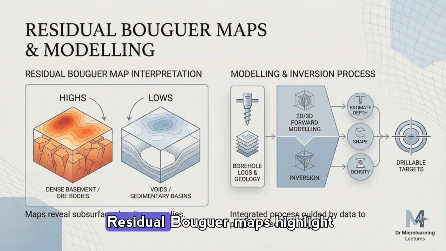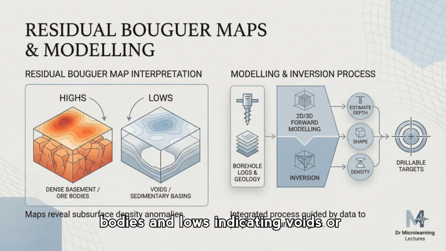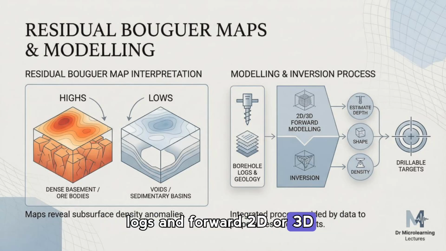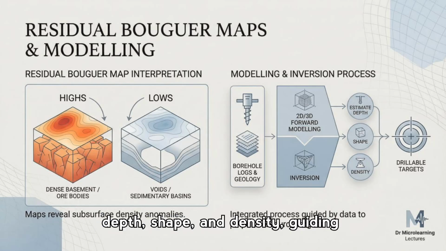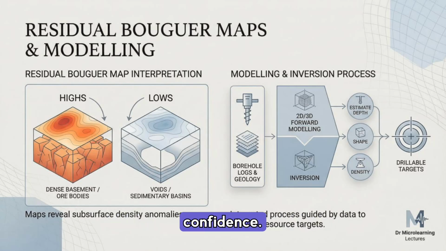interpretation. Residual Bouguer maps highlight density anomalies, with highs suggesting dense basement or ore bodies, and lows indicating voids or sedimentary basins, as the illustrations show. Integrated modeling then combines borehole logs and forward 2D or 3D modeling with inversion to estimate depth, shape, and density, guiding the selection of drillable targets with confidence.